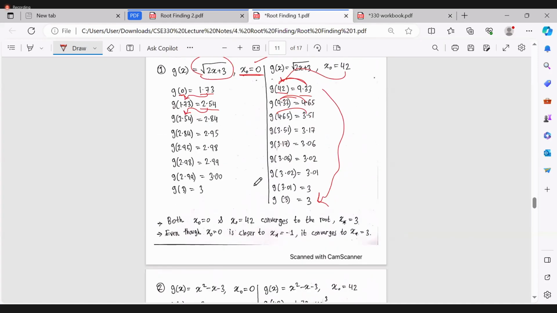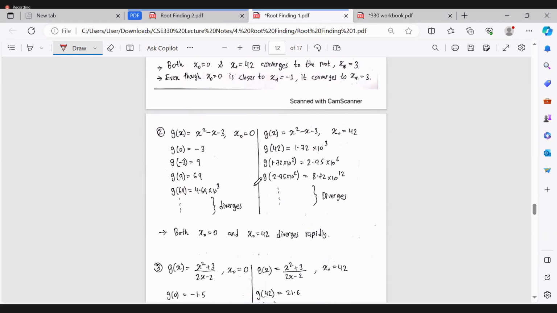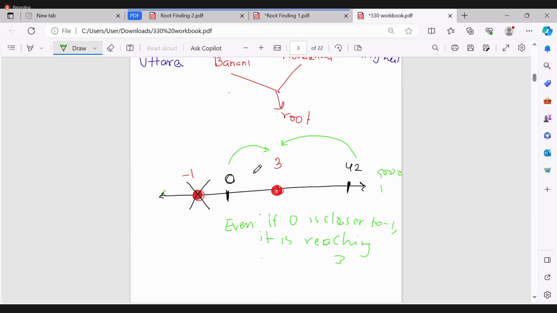If I go to the next form, which is this, you'll see that if you start from 0, or you start from 42, it is not reaching anywhere, it is diverging. We just square it and it is getting massive, the value is getting very, very big. So no matter where you start from, it is not going to reach anywhere. So technically for the next form, both the roots are blocked.